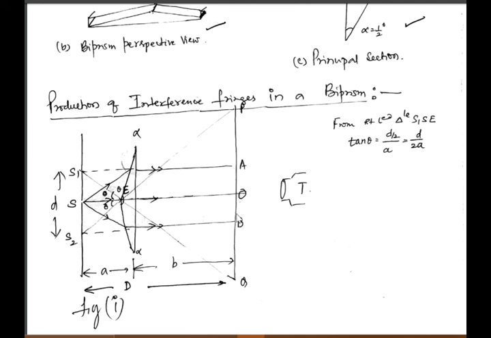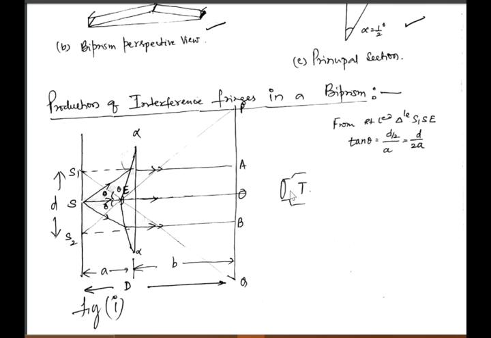S1A and S2B are drawn perpendicular to the screen, and here the distance of the biprism from the slit S is a, and the distance of the screen from the biprism is b. A plus b is equal to capital D. Capital D is the distance of the screen from the plane of the slit.